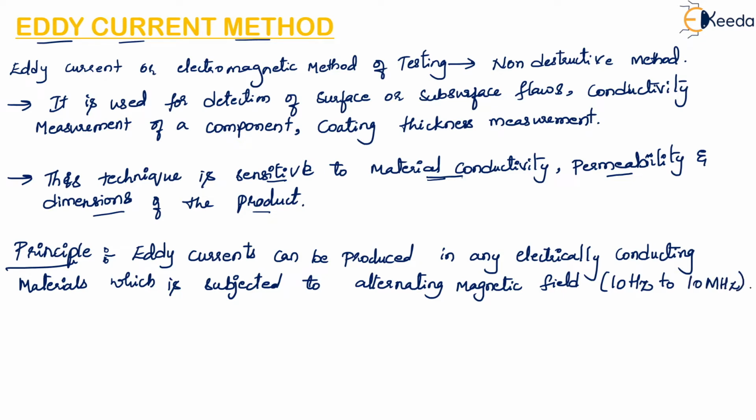So a component is subjected to alternating magnetic field. But how is this magnetic field produced? So alternating magnetic field is generated by passing an alternating current through a coil.